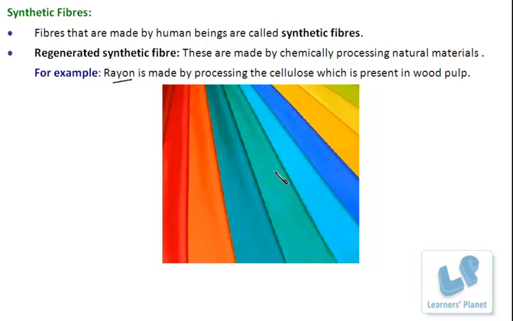See, this is a rayon fabric with a shine. Cotton doesn't have that shine in it. Rayon has a shiny texture. It is also called artificial silk. See, cotton is made up of cellulose. Does it have that silky appearance? No. But rayon has it. Why so? Because the cellulose obtained from wood pulp is chemically processed. Some chemical is added to it. So rayon falls in which category? Regenerated synthetic fiber. That is, the natural material is processed to obtain this fiber.